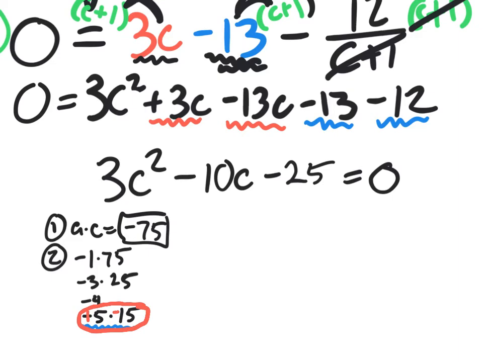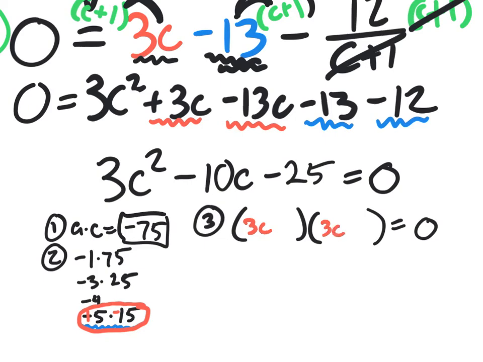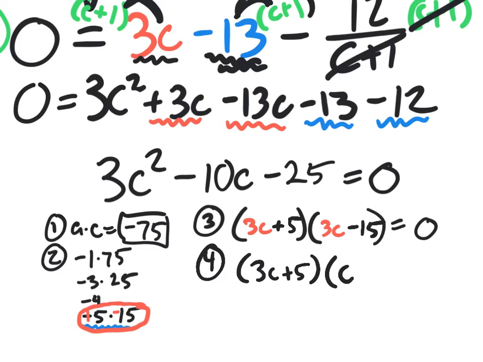Now we're moving on to step 3, which is to write it in factored form, still equal to 0. And we put an x, but it's not x, it's a c. So put a 3c here and a 3c there. And what do we put in these blank spots right here? We put the pair of numbers from step 2, the positive 5 and the negative 15 right in there. And then the fourth magical step is to divide the binomial by whatever you can. The first one you can't divide by anything, so it's still 3c plus 5. The second one you could divide both by 3, and that'll give you a regular c minus 5. It's still equal to 0.